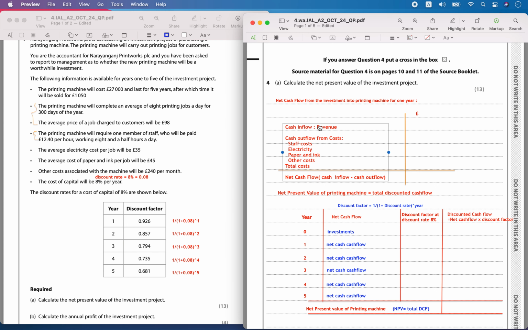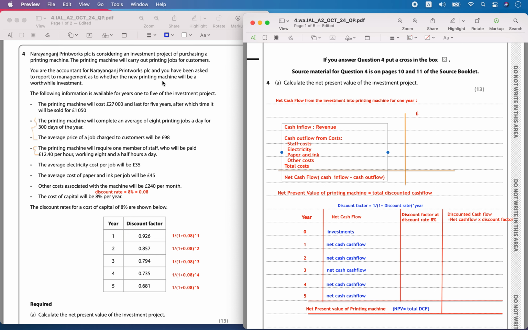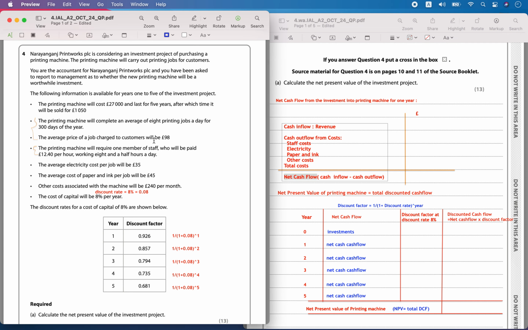So for this, first let's understand what is the net cash flow happening because of this printing machine they are going to invest. There will be some cash inflows and cash outflows due to the costs occurring. Let's calculate first the cash inflow and cash outflow, and when you subtract these two, I'll get the net cash flow for this project.